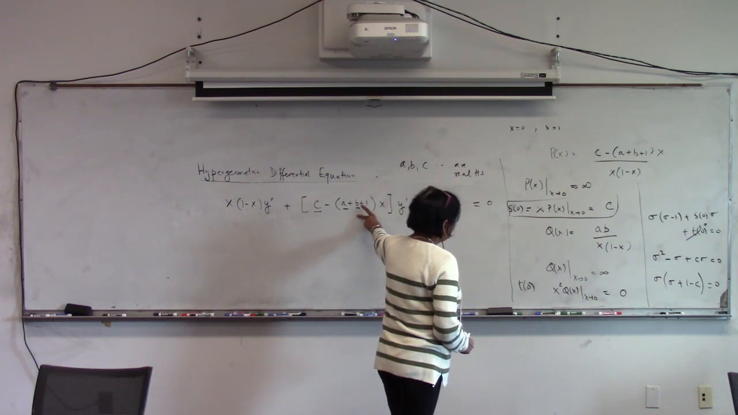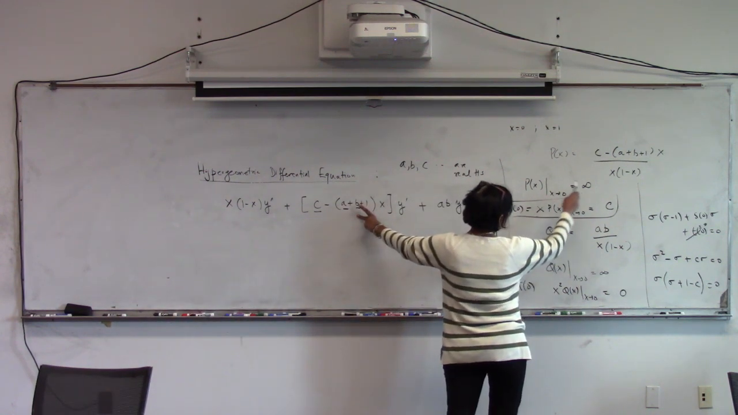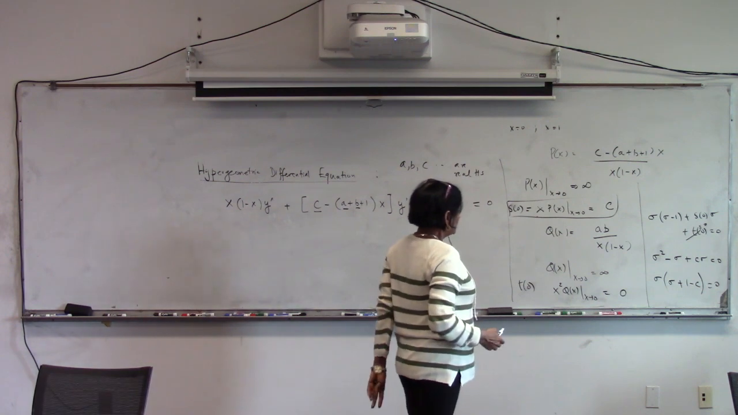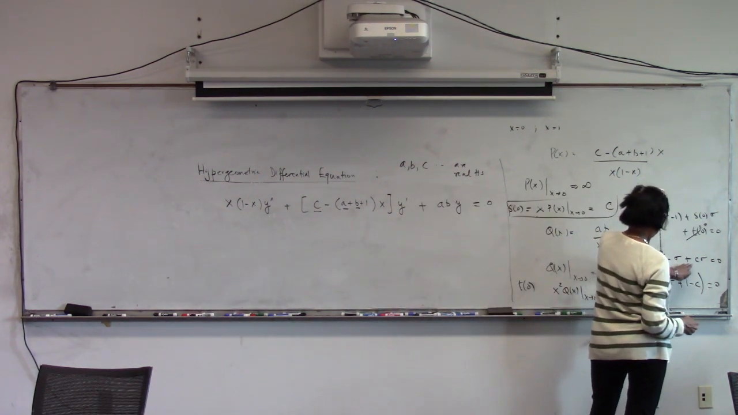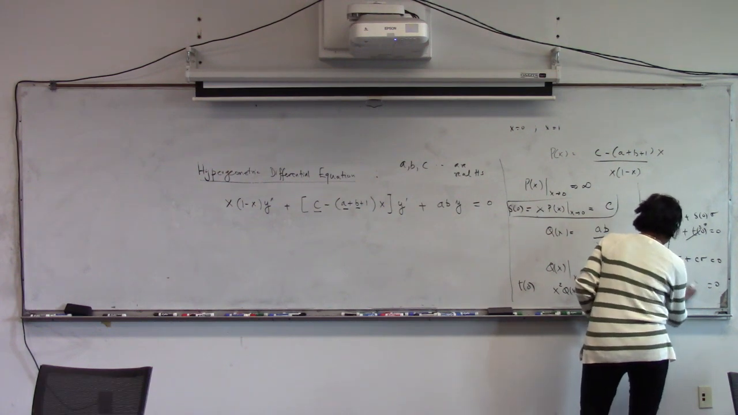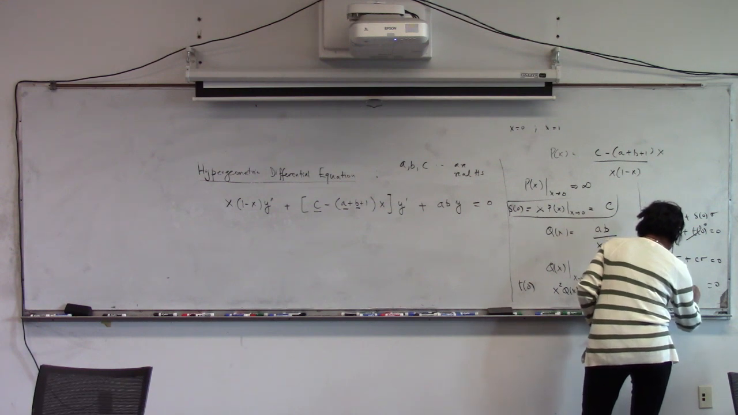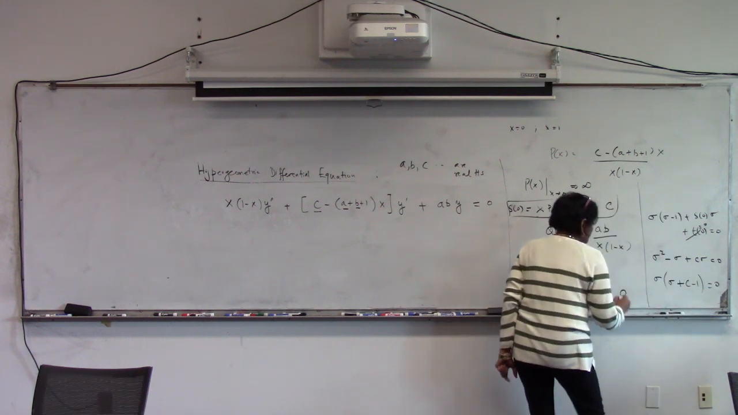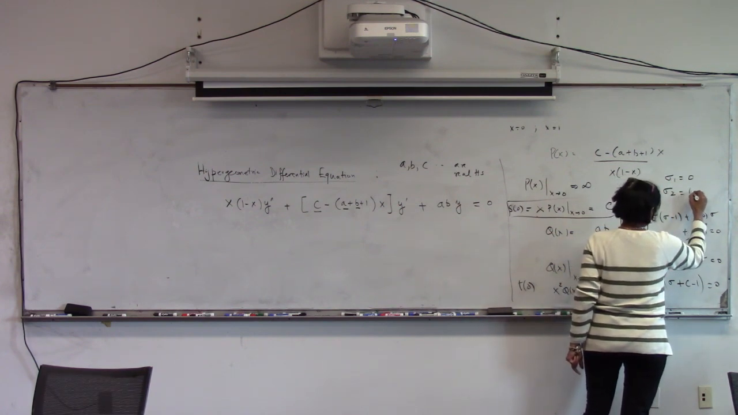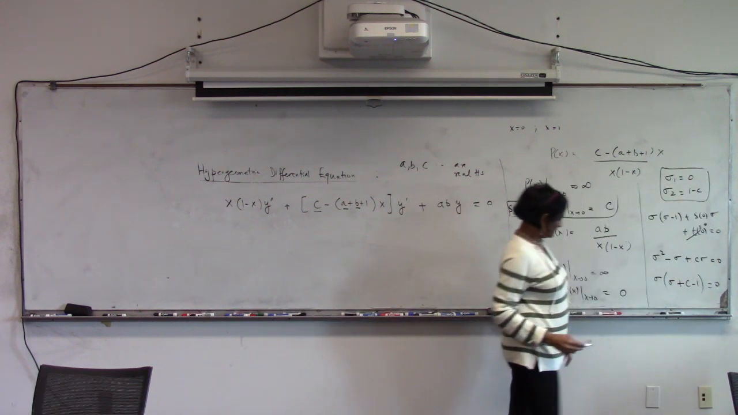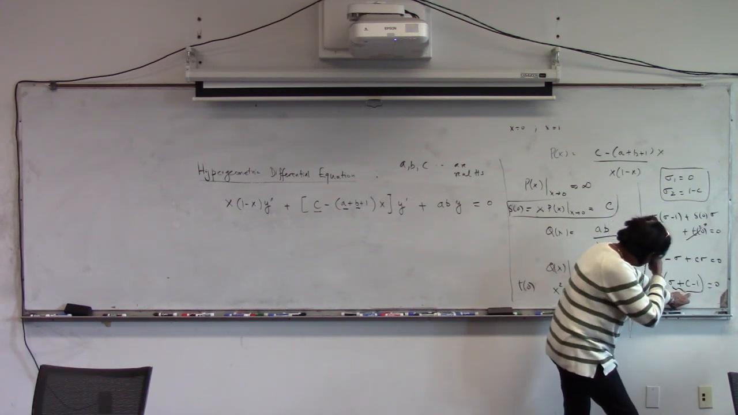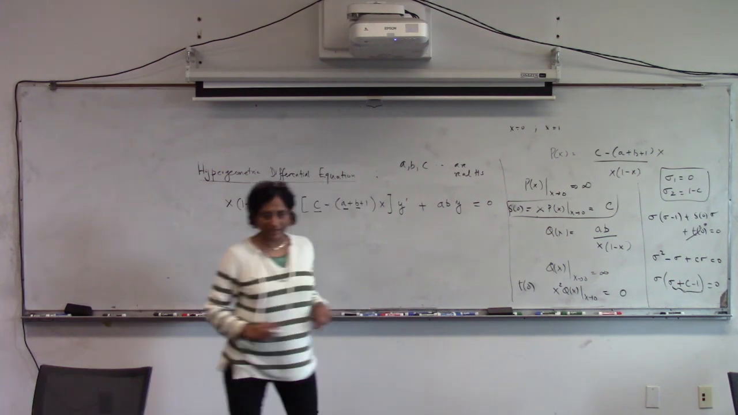C minus A plus B of x. So this is that, right? X times Px is, that x will cancel. So it is C. Oh, this is minus, sorry. Okay. All right, so the two roots are sigma 1 equal to 0 and sigma 2 is 1 minus C. So those are the two roots we have, right? So those are the two roots we have.